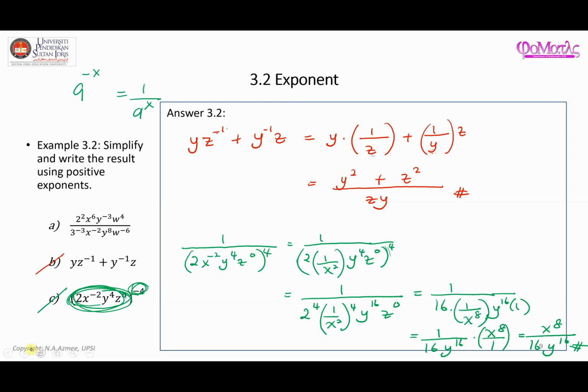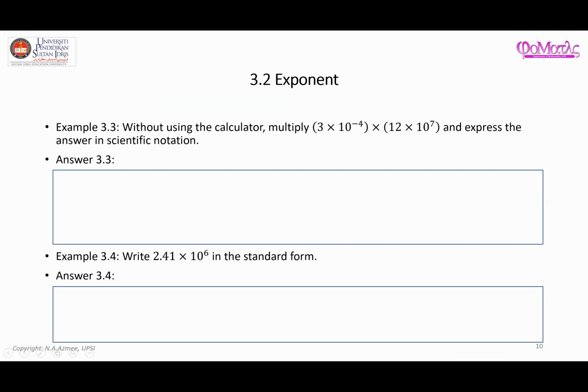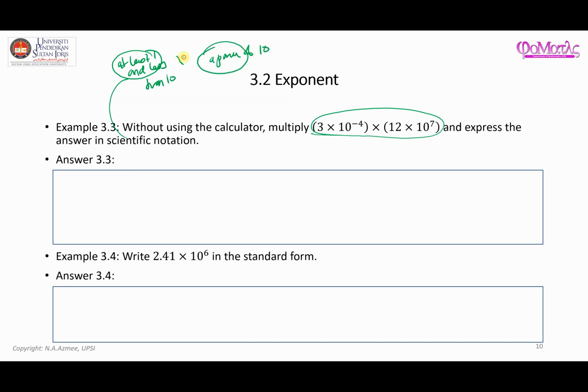Now let's move on to the next question. Without using the calculator, we are going to multiply these two values here and express the answer in terms of scientific notation. Remember, what is scientific notation? We're going to have one value here, where the number is at least 1 and less than 10. That's the first component. And then the second component is going to be a power of 10, so it's multiplied with a power of 10.